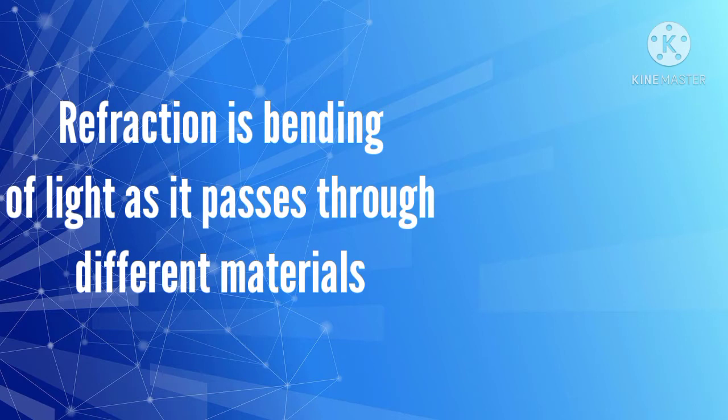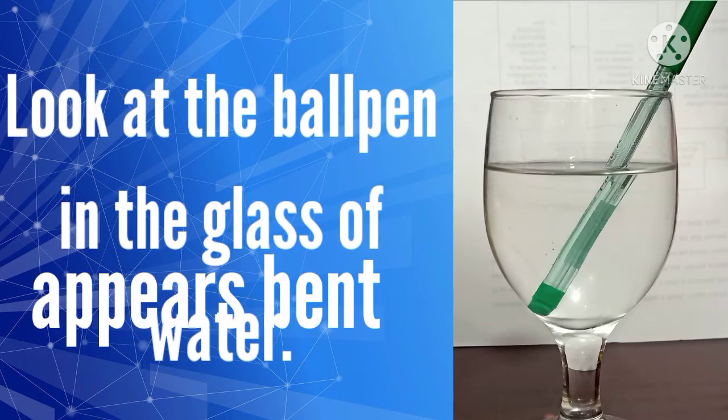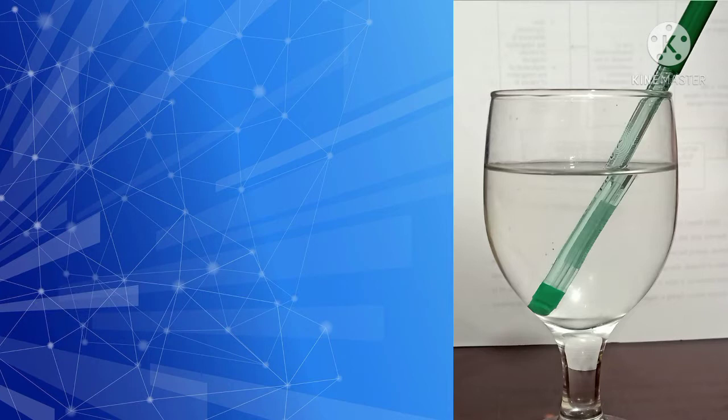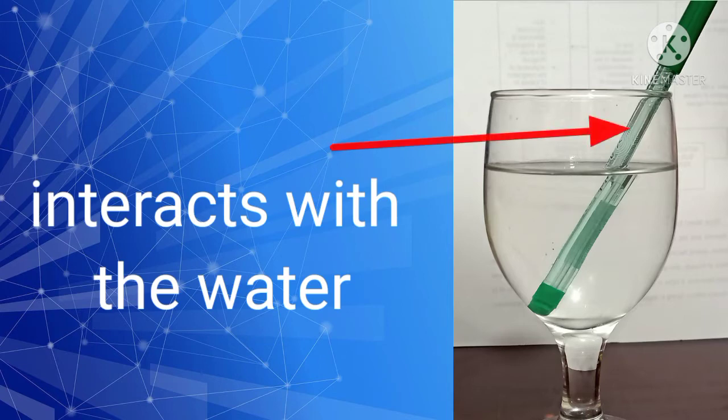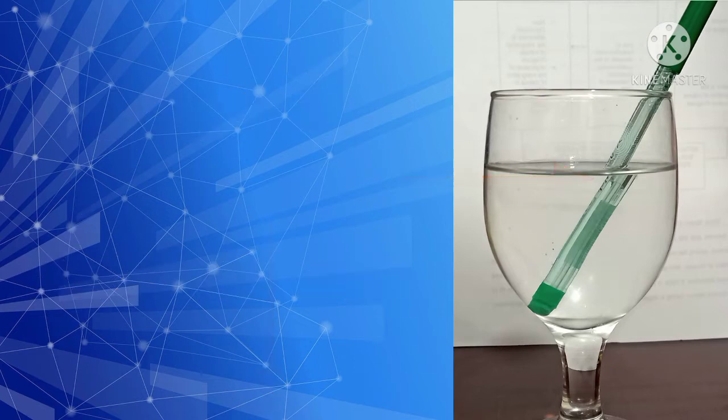Refraction is the bending of light as it passes through different materials. Look at the ball pen in the glass of water. It appears bent because of the different materials that interact with light. The part of the pencil that is not dipped in water interacts with air, while the dipped part interacts with the water. Light moves faster in air than in water. When light travels from air to water, its speed decreases. A medium is optically dense if it slows down the speed of light. This is why the pencil looks bent.